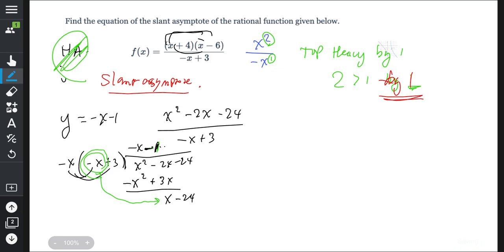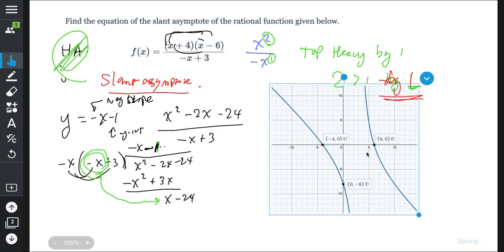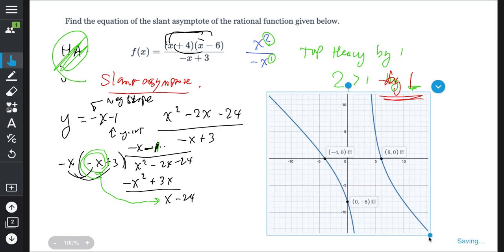So this is going to have a negative slope. Can I spell slope? Slope. Negative slope. And the y-intercept will be negative 1. So let's see what it looks like. I know I have the graph here somewhere. I think that's it. Okay, so this is what the graph looks like.